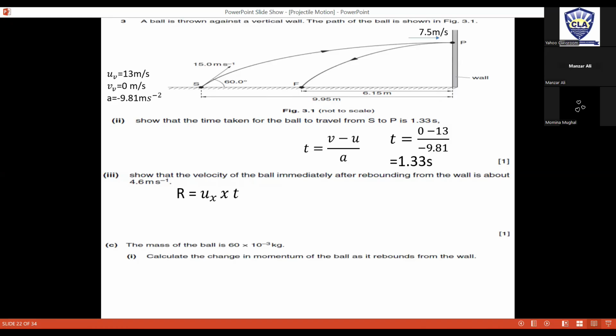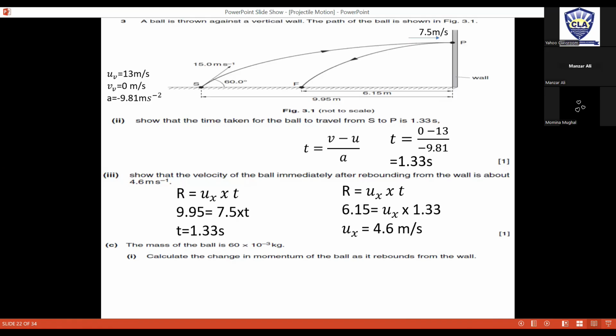So what will be that horizontal velocity? Now the distance it moves horizontally is 6.15. Time will be 1.33, the same as before. Initially the time was 1.33, and here also the time will be 1.33. Initial distance was 9.95. You can use this method to find the value of time also if you want to, using the horizontal component. So what will be the rebound velocity? From here, it is 4.6.